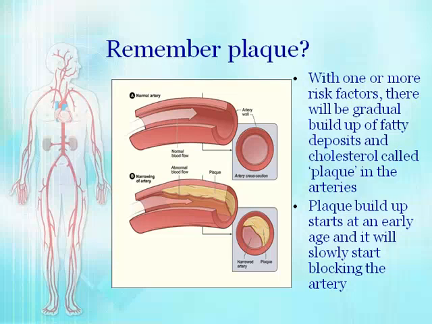Now you have to keep in mind that this plaque buildup does not happen overnight. It starts at an early age, and as long as the risk factors are present and are not well controlled, it'll be an ongoing process and slowly will start blocking the artery. You can see in the picture on top a normal artery with normal flow, and on the bottom you see the same artery with plaque buildup causing an obstruction to the flow.